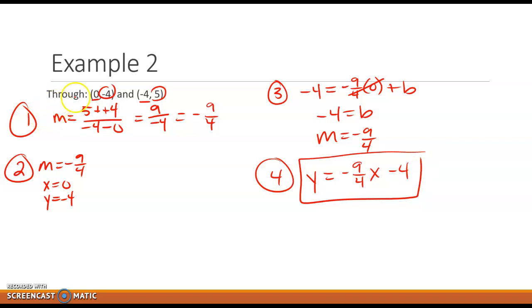The other thing you may have noticed, that negative 4 is the same thing as what's in this point. Remember that a y-intercept is 0, comma our y value. And so if you notice that you have the y-intercept as one of your points, then you could skip down to the equation without having to do the plugging in and solving for b.